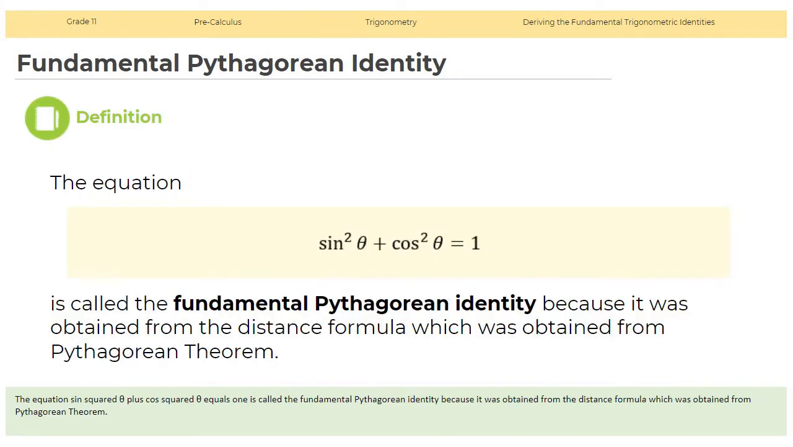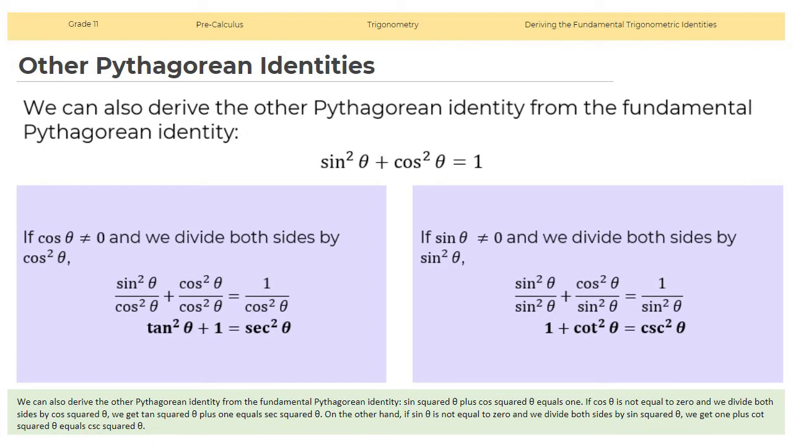The equation sine squared theta plus cosine squared theta equals 1 is called the fundamental Pythagorean identity because it was obtained from the distance formula, which was obtained from the Pythagorean theorem. We can also derive the other Pythagorean identities from the fundamental Pythagorean identity. Sine squared theta plus cosine squared theta equals 1.